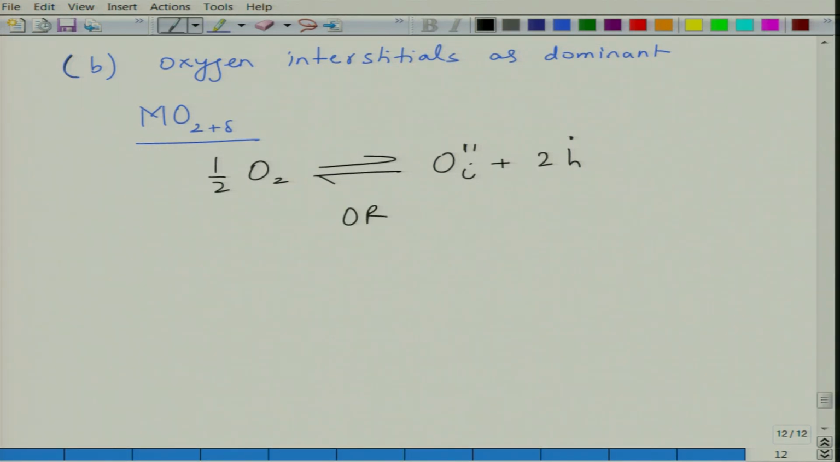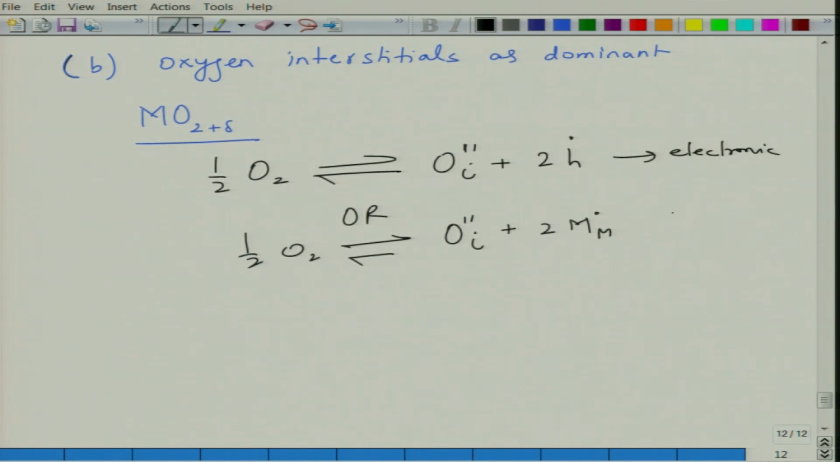Or you can have a similar reaction, half O2 goes to O_i, and two metals at metal sites will oxidize. So, the first one is electronic and this is ionic, and this happens in materials such as UO2, thorium oxide and similar kind of materials.